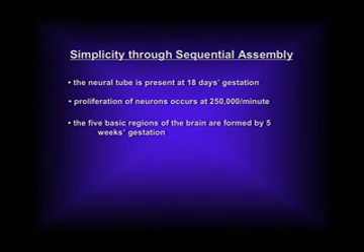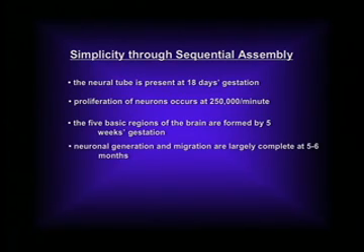Shortly thereafter, by about a month, a little over a month of gestation, the 5 basic regions of the brain are formed. The 2 divisions of the forebrain at the front of the brain, the midbrain, and the 2 divisions of the hindbrain. These are all organized, all patterned and in place by a little over a month of gestation.